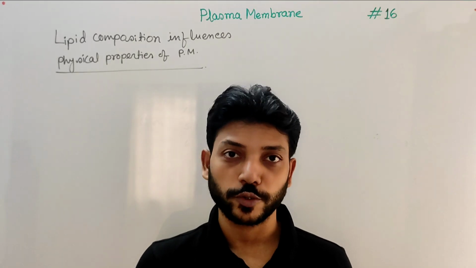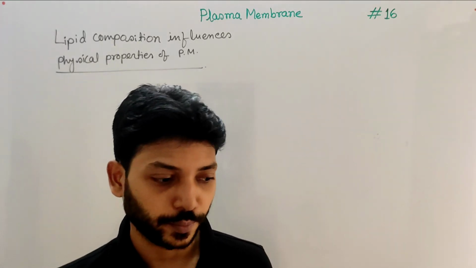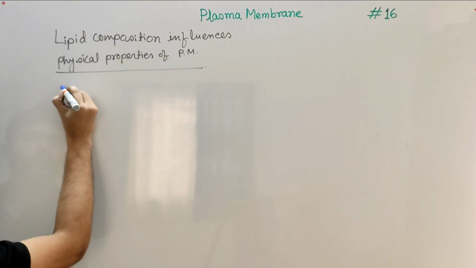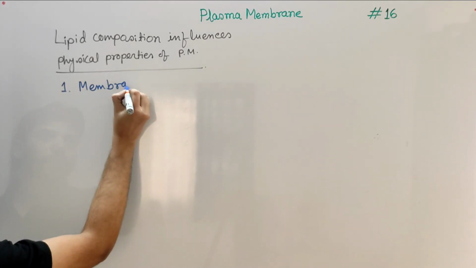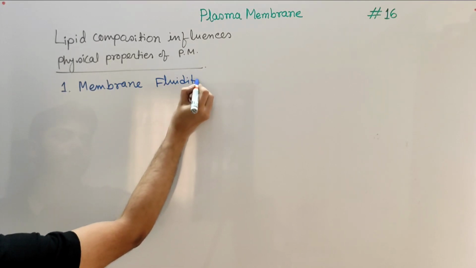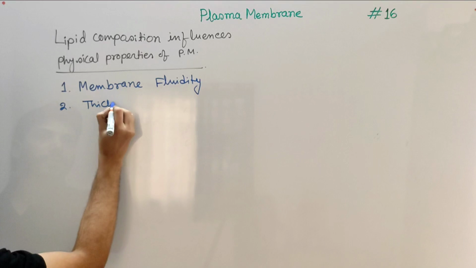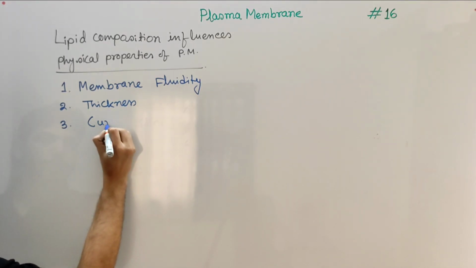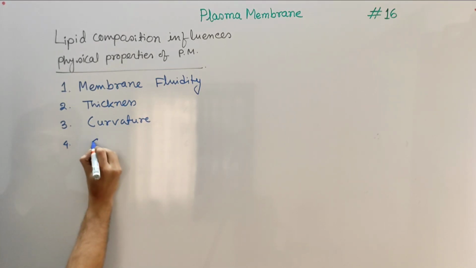Welcome everyone. Today we are going to learn about how lipid composition influences the physical properties of plasma membrane. Now I will talk about four important physical properties. First is membrane fluidity. Then is thickness of the membrane. Next, curvature. And fourth is stability.